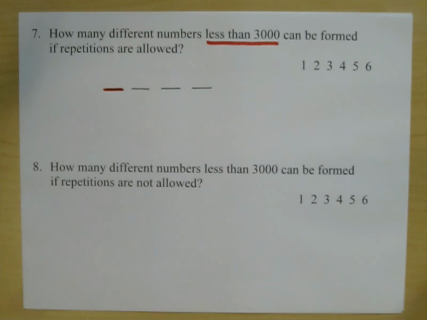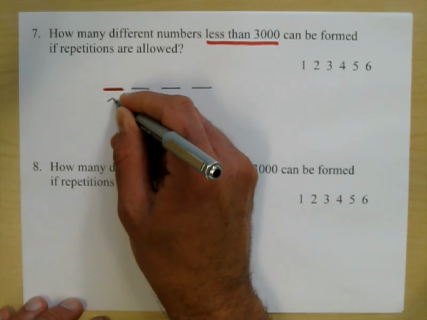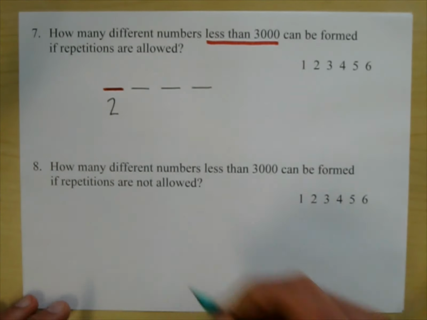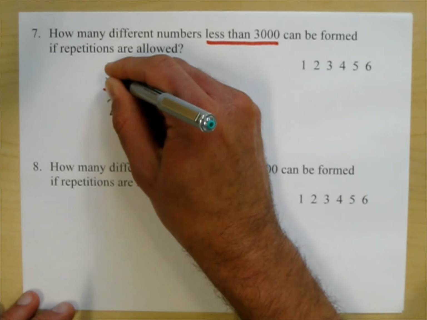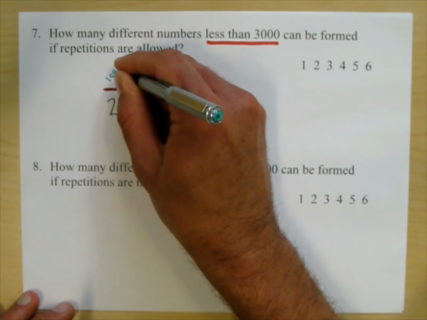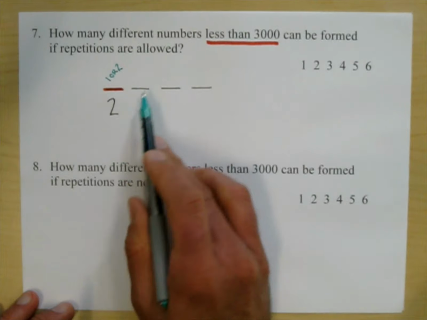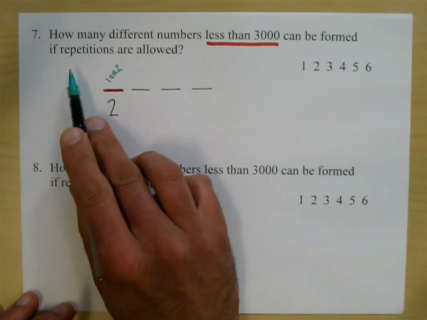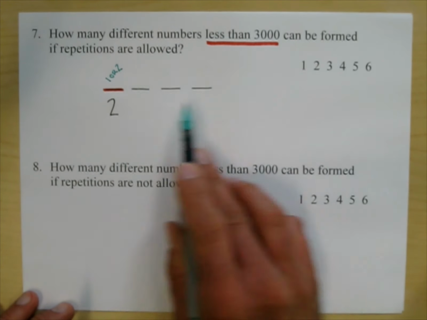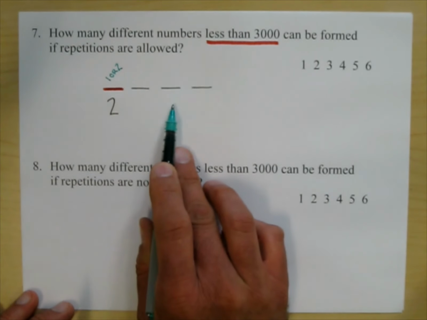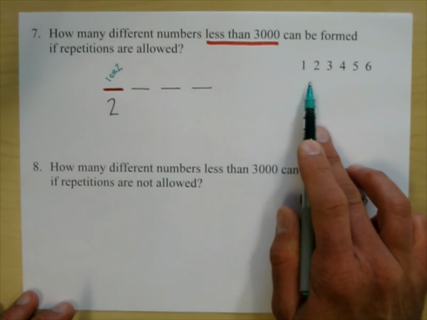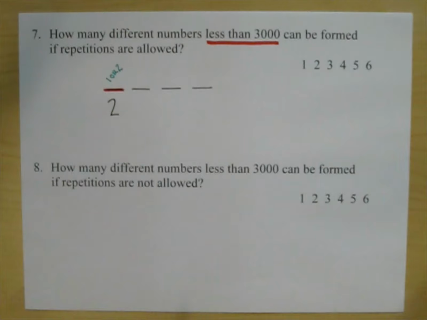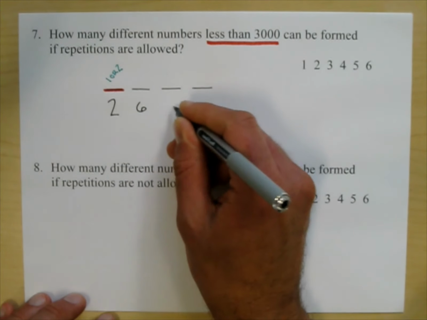So you have 2 choices. I'll put right above 1 or 2. And since repetitions are allowed, I'm not going to write up the other ones. I'm just going to put 6s under those slots because you can go 1 through 6 on each of these guys right here.